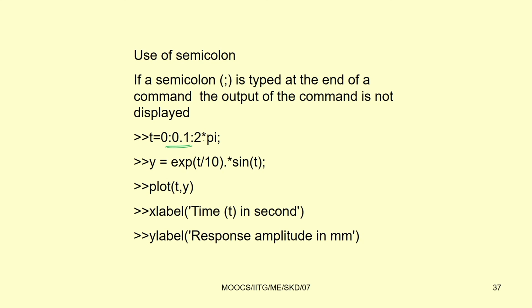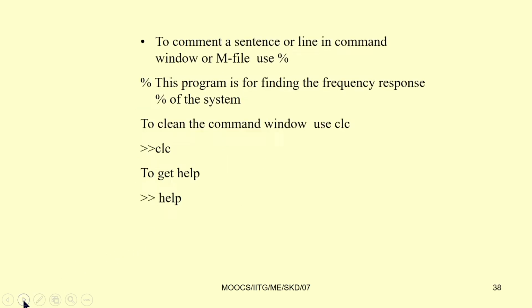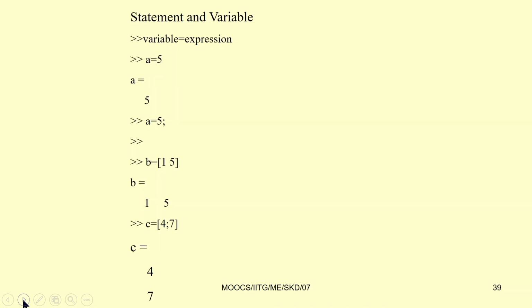If you are not putting it, then all the values of t, that is t equal to 0, 0.1, 0.2, 0.3 up to 2 pi, it will write down all the things. So, when you do not want it to be displayed, you put a semicolon; otherwise, if you want it to be displayed, then you may not put the semicolon. If your program is very small, you can write it in the command window, but if you want to keep the program and execute it again and again, then you can write it in a script file.